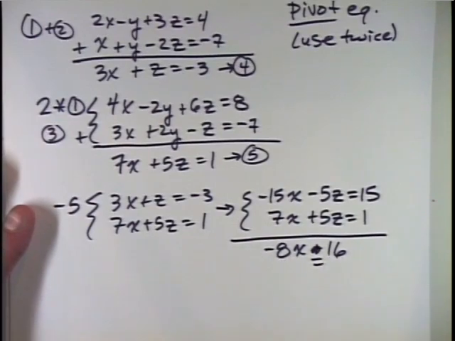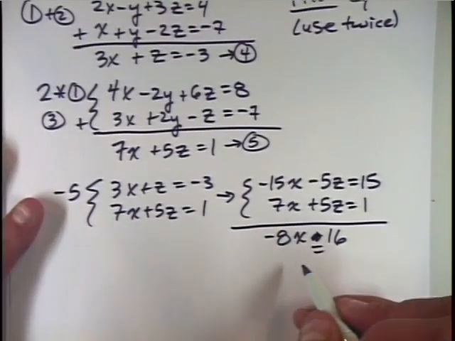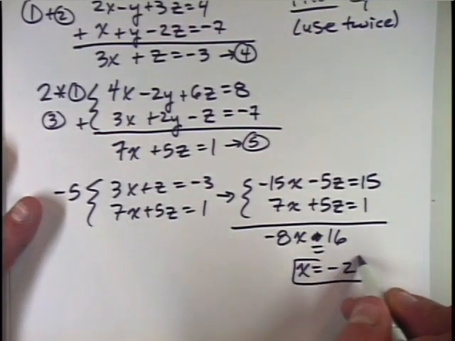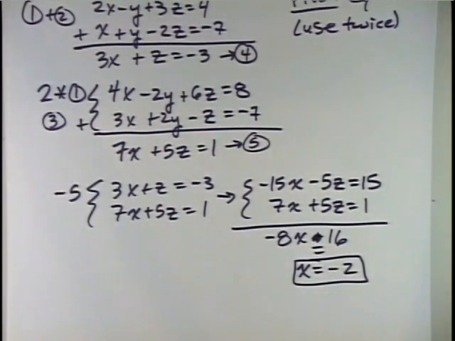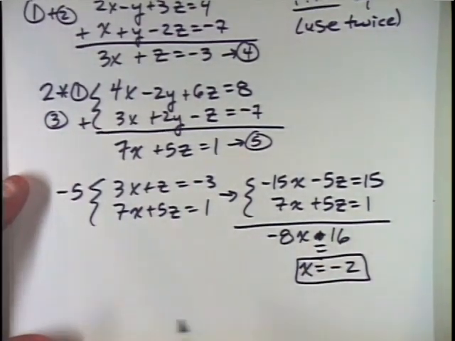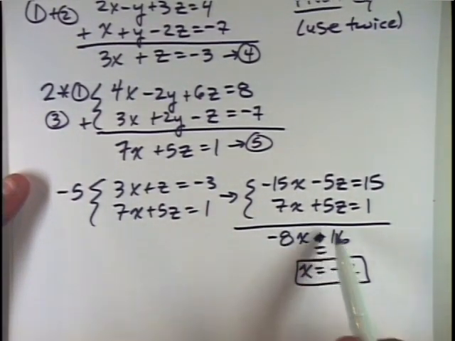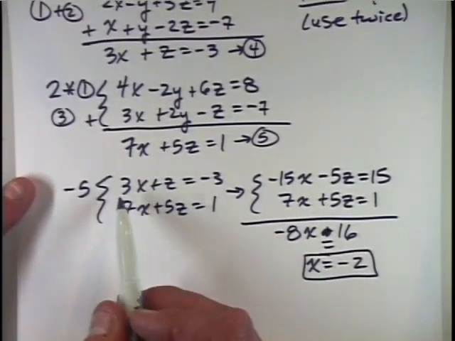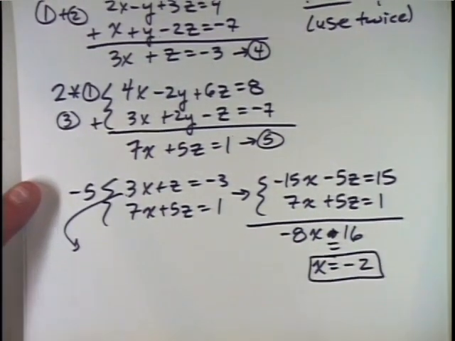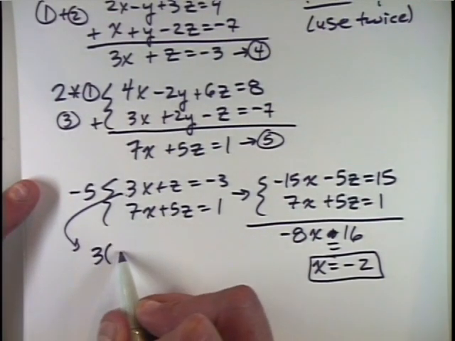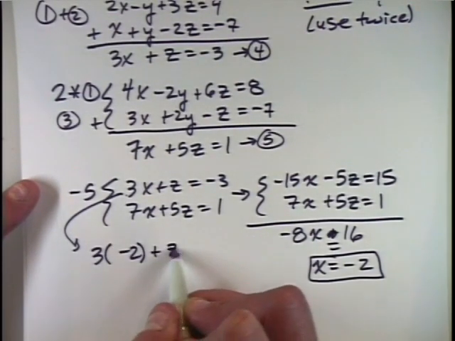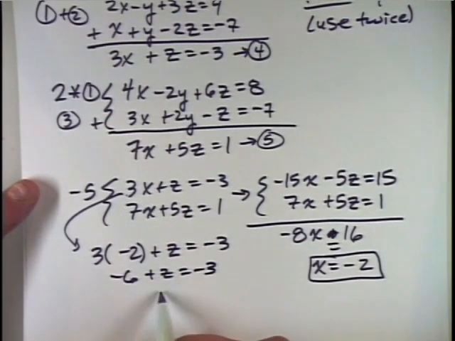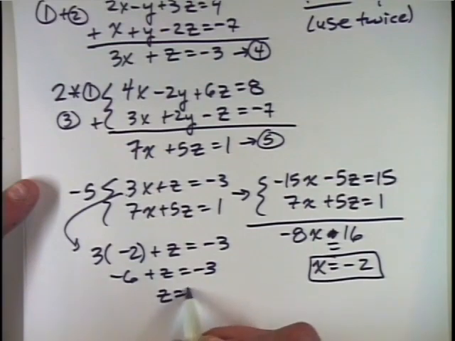Now I have one equation, one unknown. That means I'm making progress. I'll divide through by negative 8, and I get x equals 16 divided by negative 8, which is negative 2. Hooray! That's progress. Now, to find the actual other values, I can plug this back up into either one of these two equations. So it doesn't matter which one. I'll plug it into this one here. The numbers look smaller. So I have 3 times x, which is negative 2, plus z equals negative 3. So I get negative 6 plus z equals negative 3, and z equals, when I add 6 to both sides, 3.